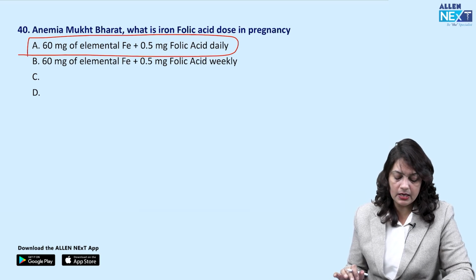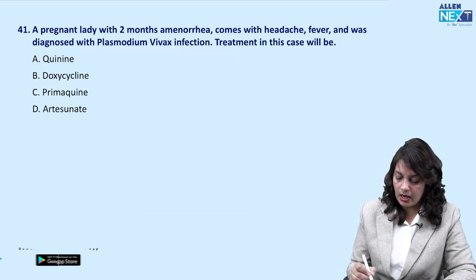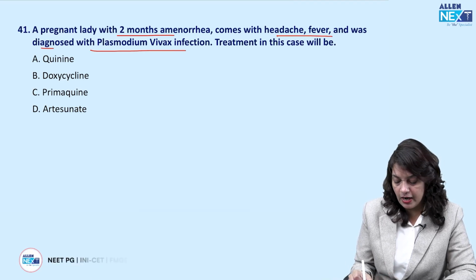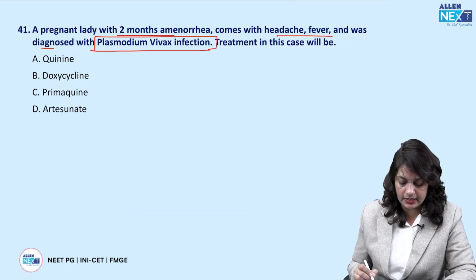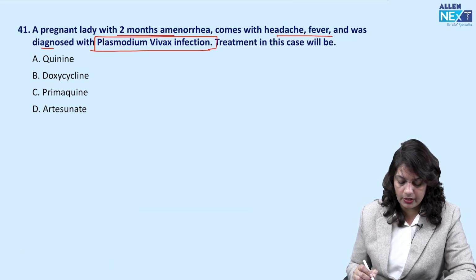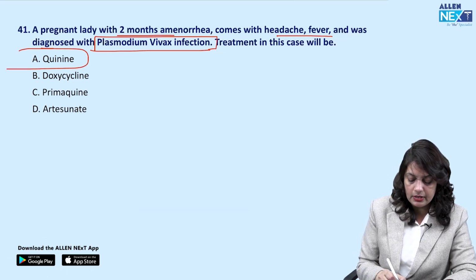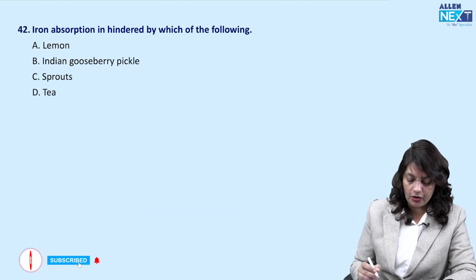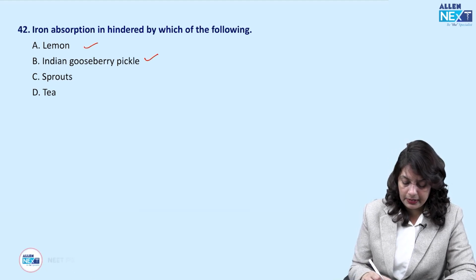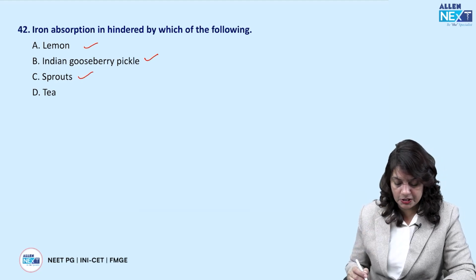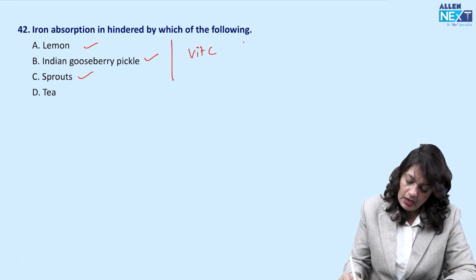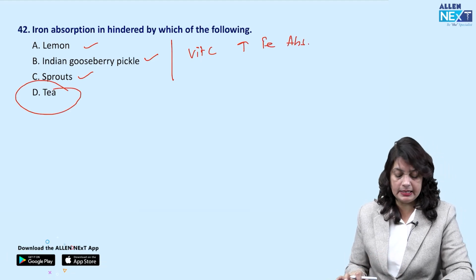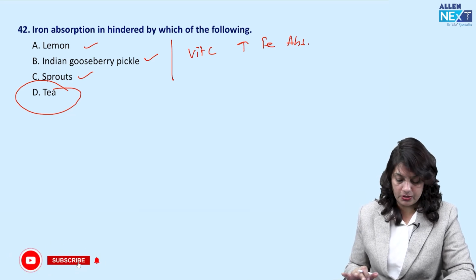Next, a pregnant lady with 2 months amenorrhea comes with headache, fever, and was diagnosed with Plasmodium vivax infection. Treatment in this case: quinine, doxycycline, primaquine, or artesunate. So the answer is quinine. Iron absorption is hindered by which of the following? Lemon, gooseberry, pickle, and tea. The others contain vitamin C, and vitamin C increases the iron absorption. So the answer is tea, which inhibits the iron absorption.